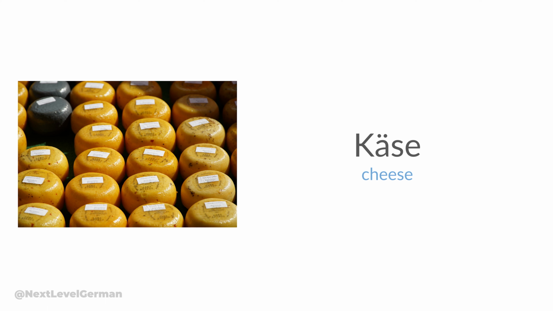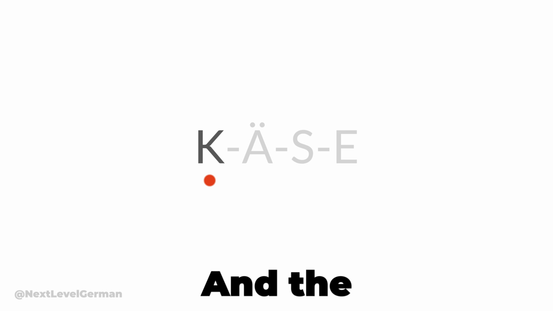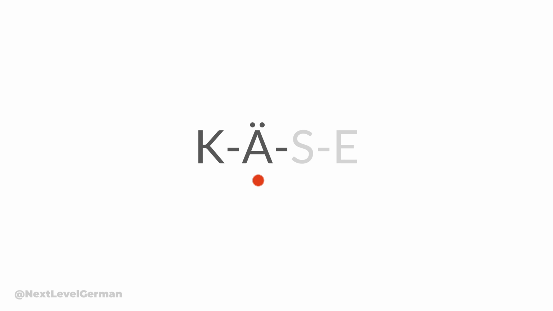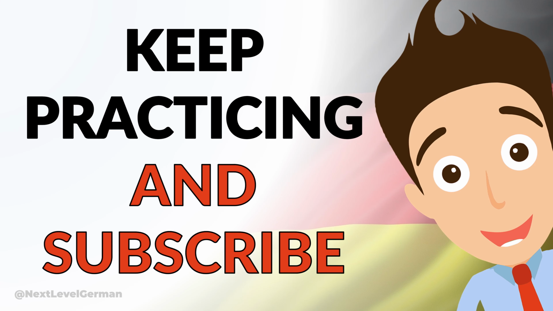Second word. Käse, meaning cheese. Pause again. And the spelling. K, A-umlaut, S, E. Käse. Phew, we've covered the entire German alphabet.